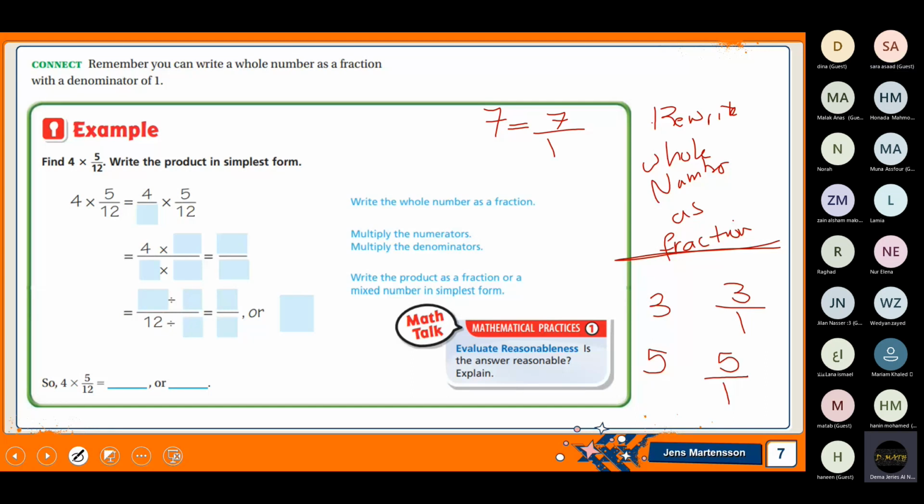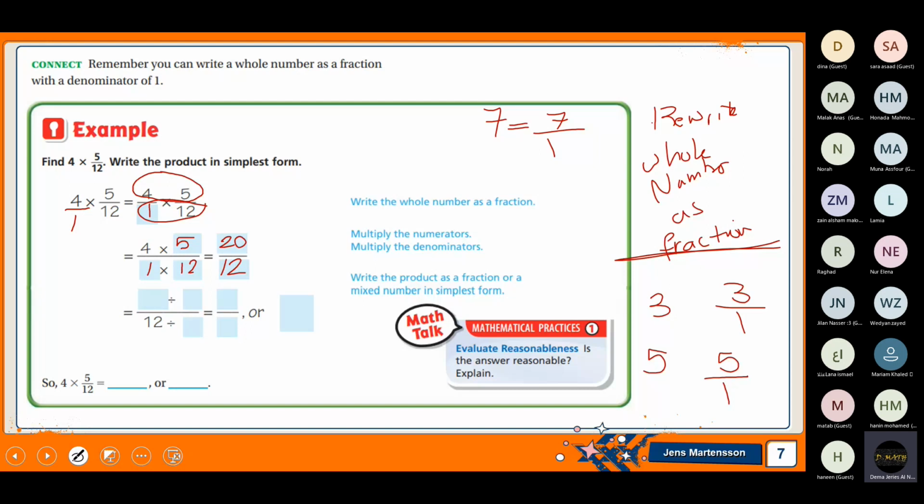And here is the sum. Here you are going to multiply 4 times 5/12. In order to make it easy for you, write it as 4/1. When you write it as 4/1, we remember that when I multiply two fractions, I have to multiply the numerators together and then the denominators together. Now, 4 times 5 equals what? 20. And 1 times 12 equals what? 12. Bravo.